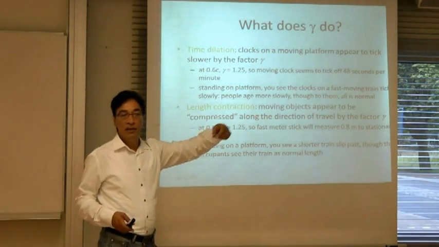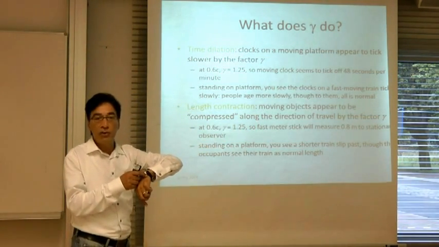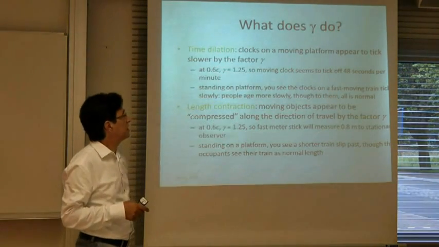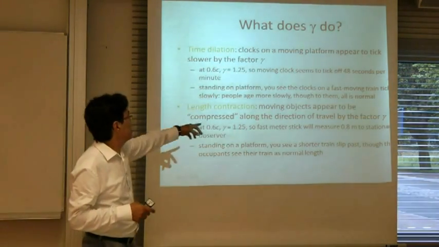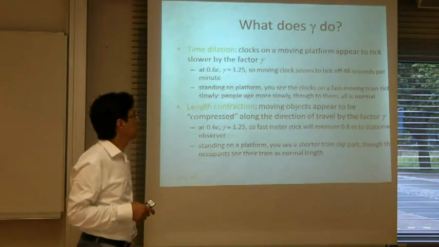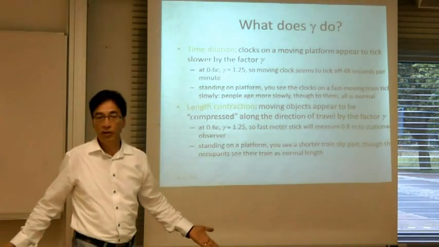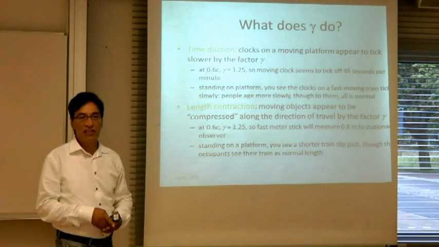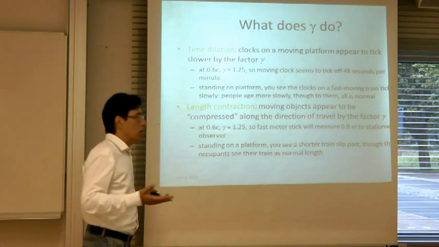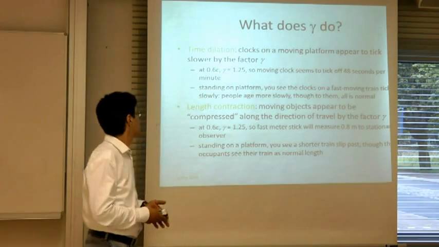Then the clock really ticks slower. And standing on the platform, you see the clocks on a fast-moving train tick slowly. People age more slowly, although for them everything is normal. If we go, for example, even to the speed of light, we don't see anything abnormal or unusual. Everything is normal for us.